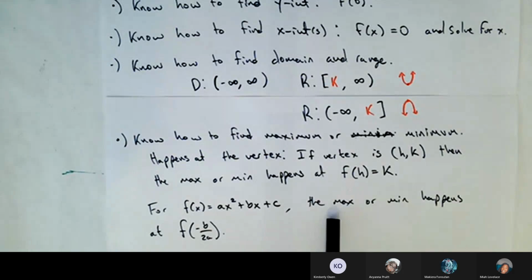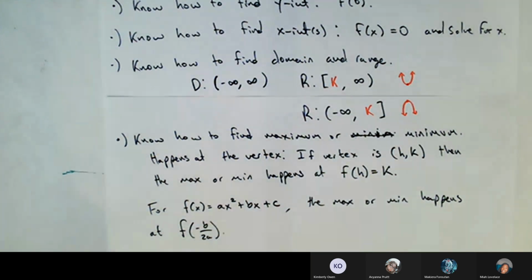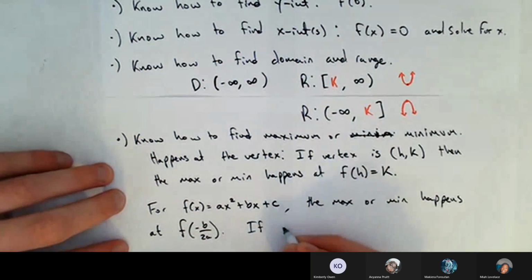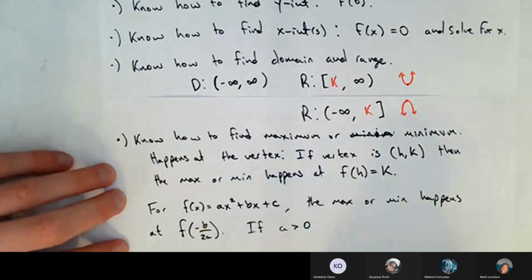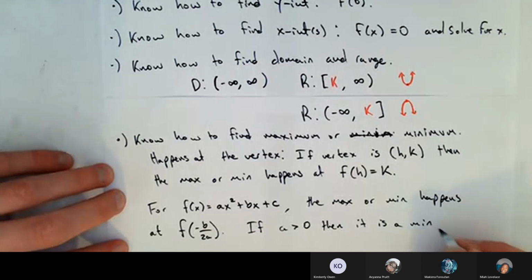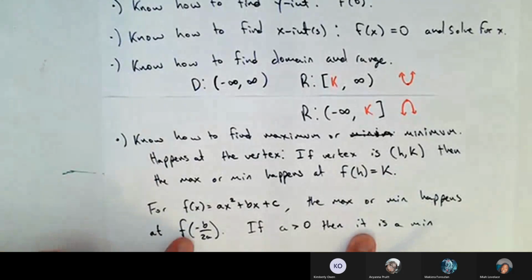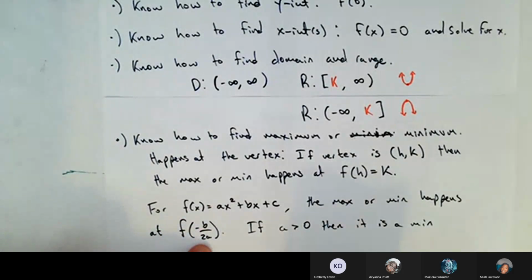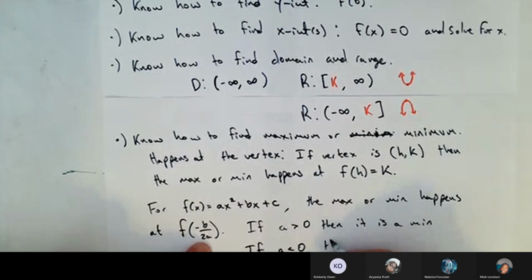And you also have to say whether it's a max or min based off of whether it's pointing up or down. If a is positive, then it's a minimum. Whatever this evaluates to is a minimum. If a is negative, then the parabola is pointing down, like this case, and this value is a max.